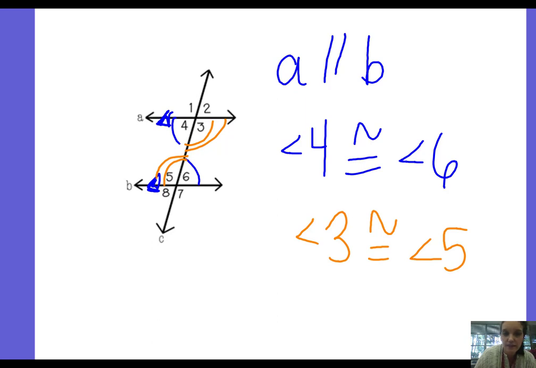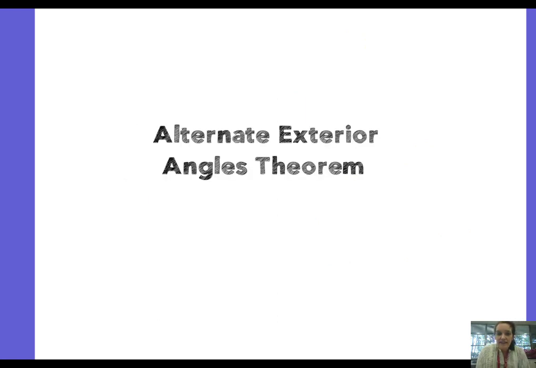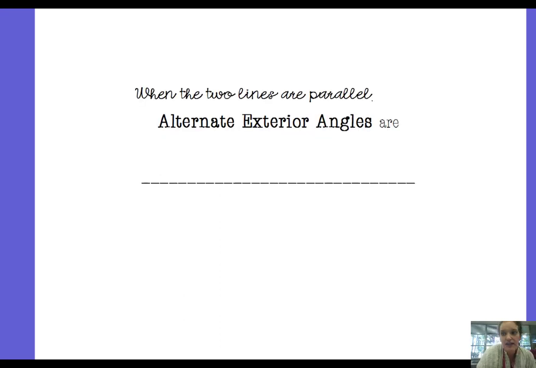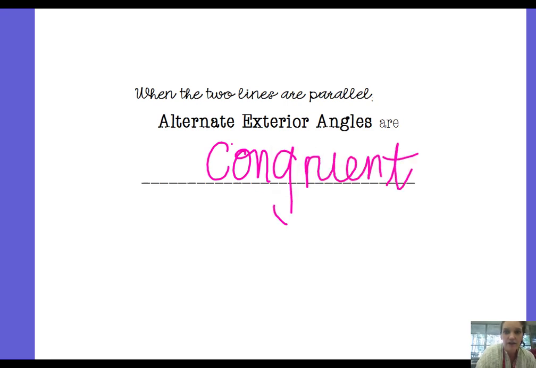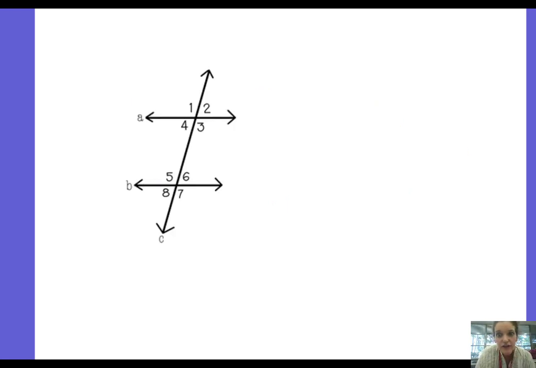So when those two lines are parallel, the alternate interior angles are congruent. Okay, next one, alternate exterior angles theorem. The alternate exterior angles theorem says when those two lines are parallel, and only when those two lines are parallel, our alternate exterior angles are also going to be congruent. So alternate interior angles are congruent, alternate exterior angles are congruent.